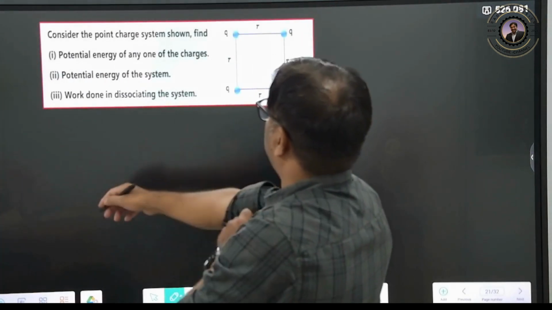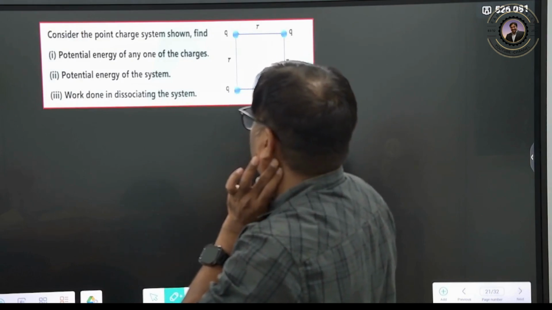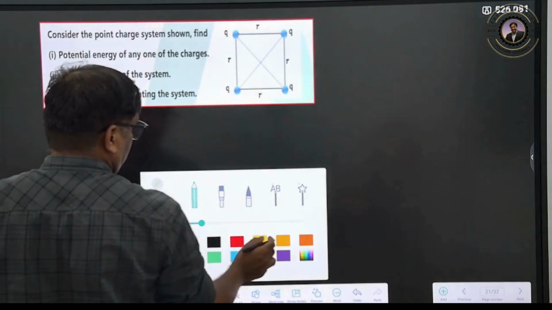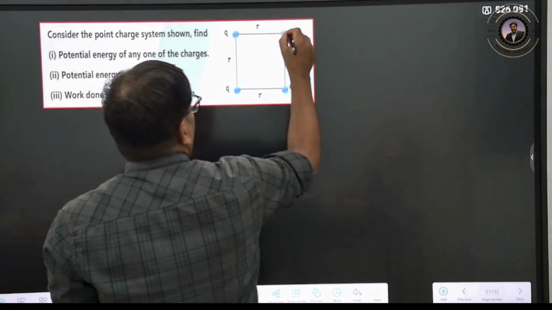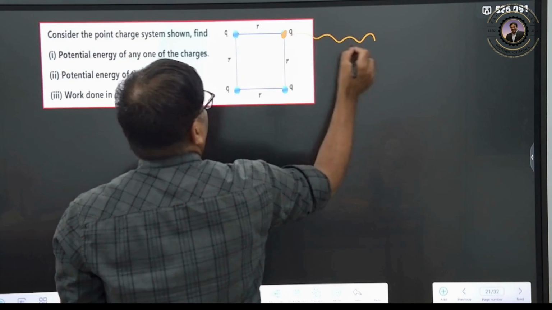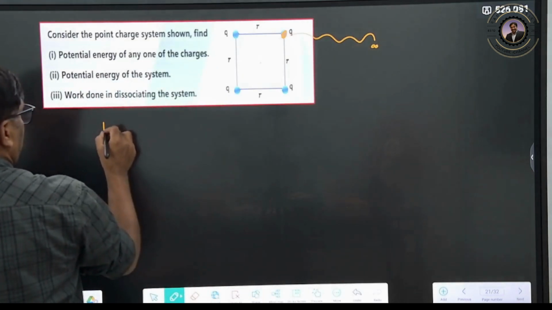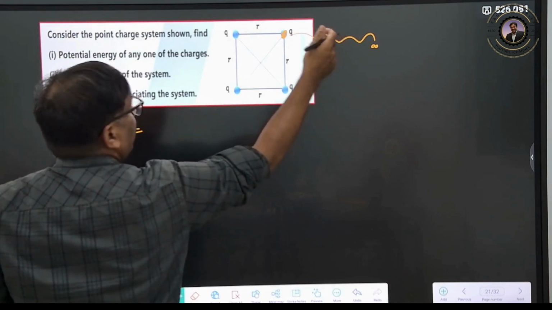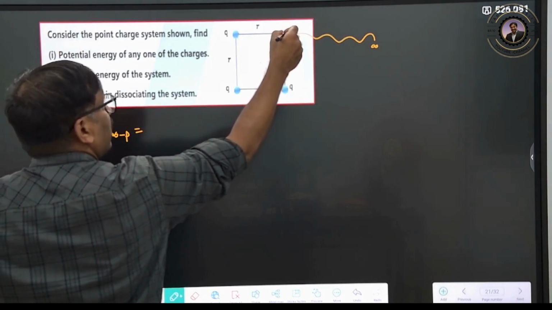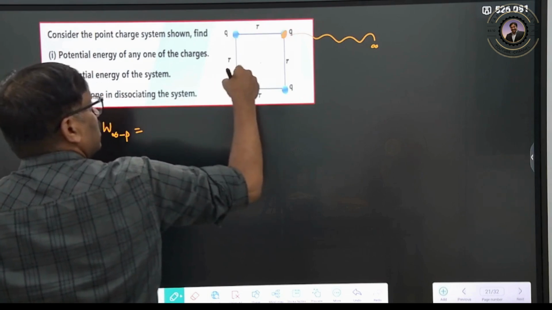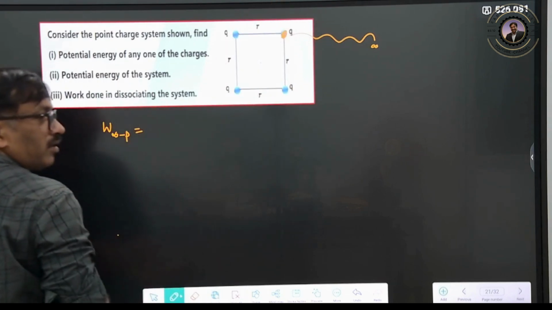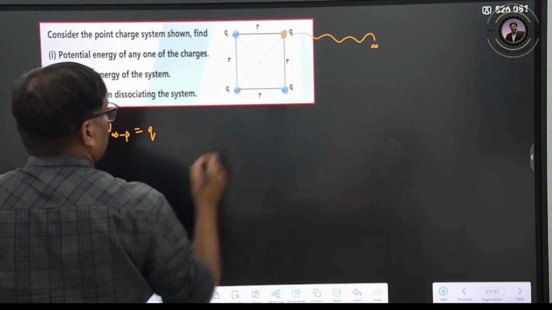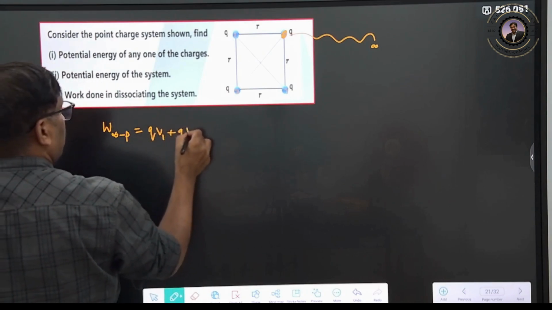Here consider the system, again the same thing. Now, the potential energy of any one of the charges. What is the potential energy of any one of the charges? If you are taking this charge, what you have to do is bring it from infinity to this point. So work done to bring it from infinity to a certain point P. This charge we are bringing, and the other charges are each creating a potential here. So Q into V1, Q into V2, Q into V3.